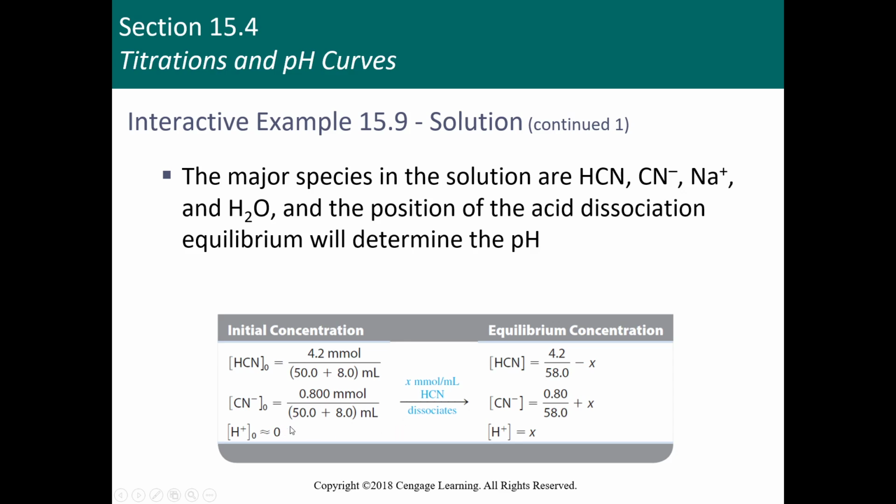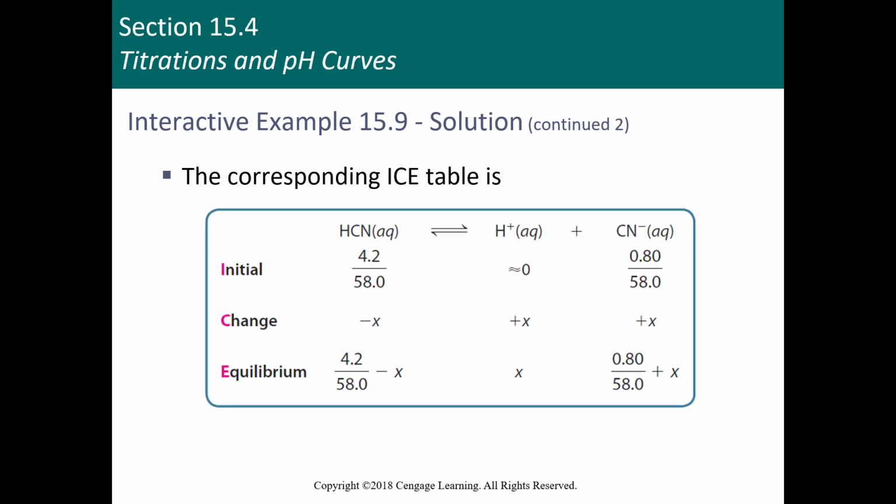We assume our H plus is 0, which is going to be close enough. And so that is going to be whatever we will make in this equilibrium, right? And so that is our equilibrium reaction, which is the HCN dissociating. Our ice table will look like this, which is again just the initial plus the change gives you your equilibrium concentration. And same sort of thing as we've seen multiple times before.